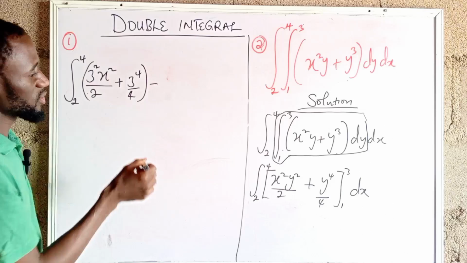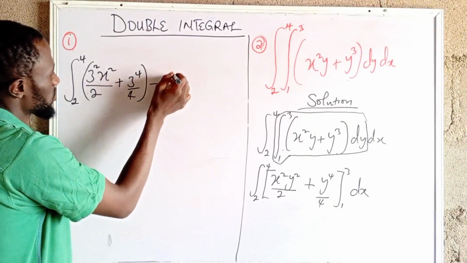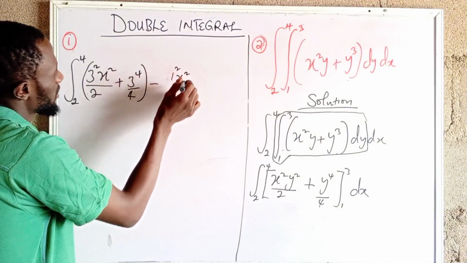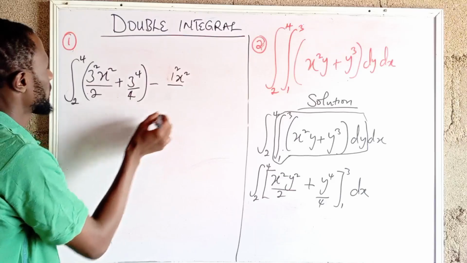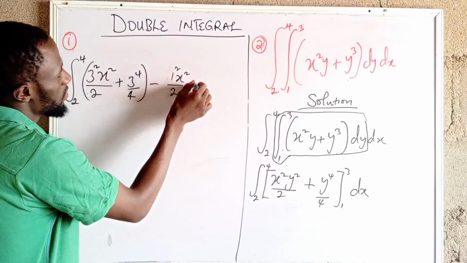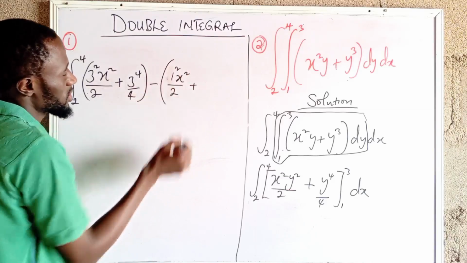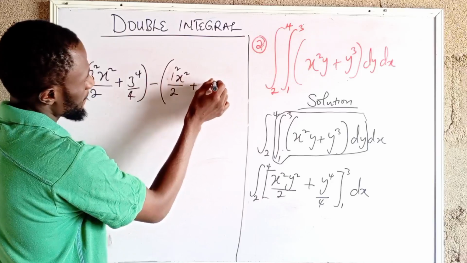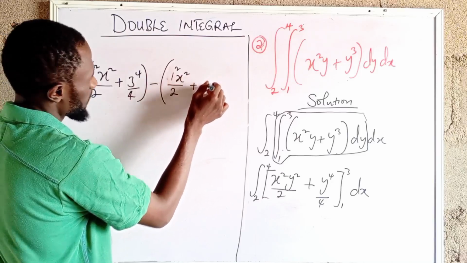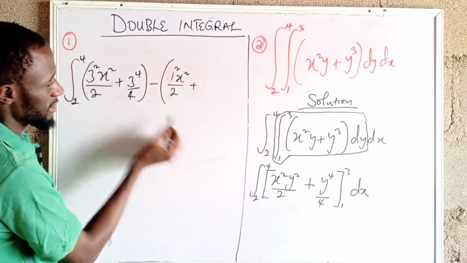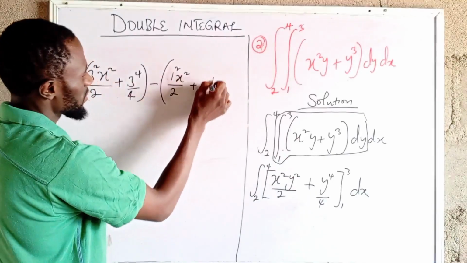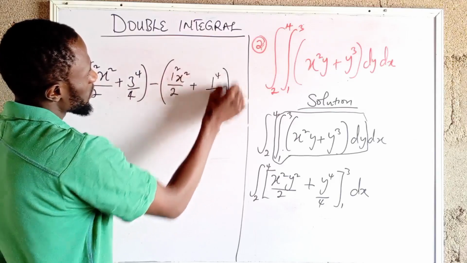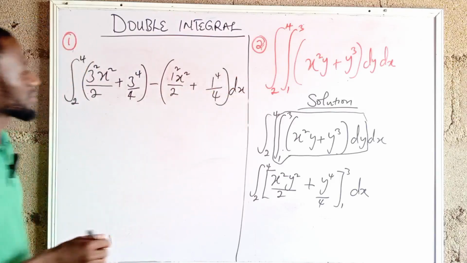Then we say minus. Then the other limit, we have 1 raised to power 2 times x squared all over 2, minus, that is plus, then we take y as 1, so 1 all over 4, then all dx.